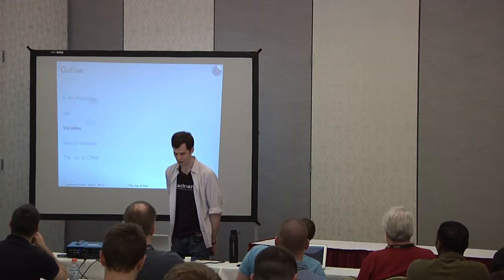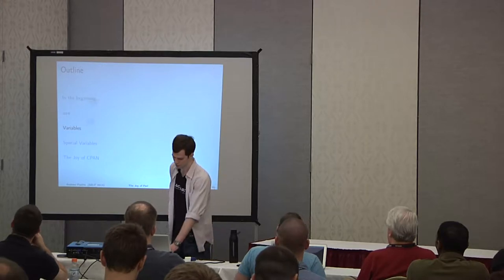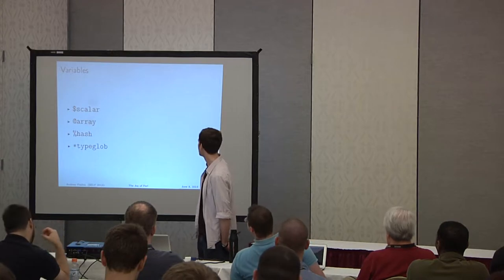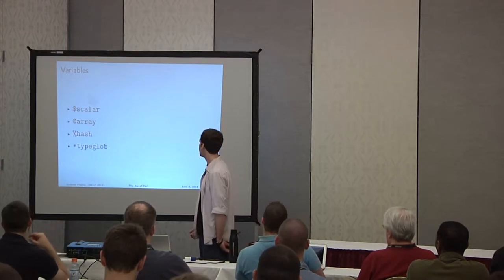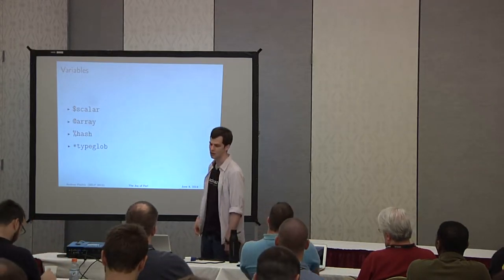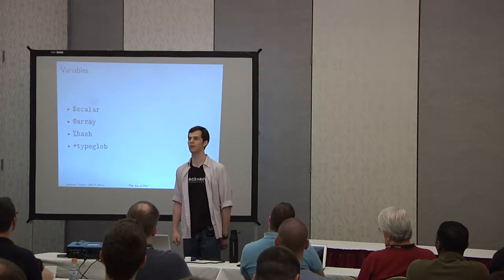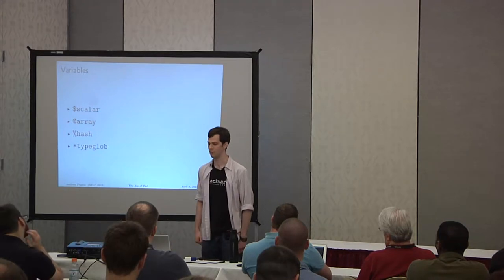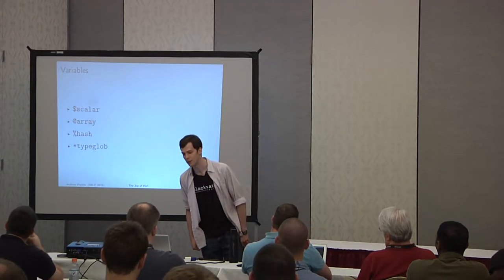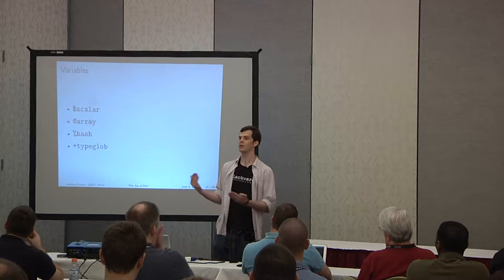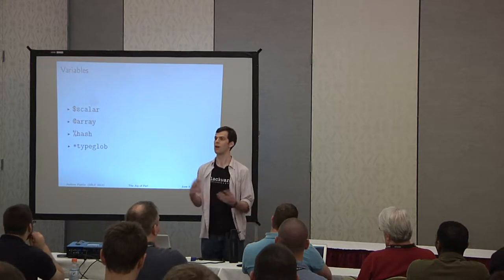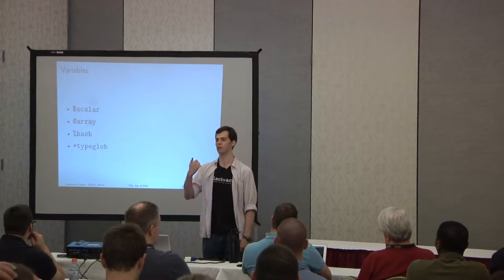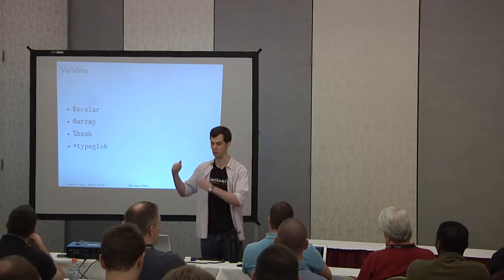All right, let's talk about the bread and butter of programming, variables. There are at least four types of variables in Perl. These are the ones I've seen. There are scalars, arrays, hashes, and type globs. Scalars are your standard scalar type. You have integers or strings or references, which I'll talk about in a little bit. Arrays are any list of scalars, so just your standard array construct: 0 points to some scalar, 1 points to another scalar, 2, and so on and so forth.